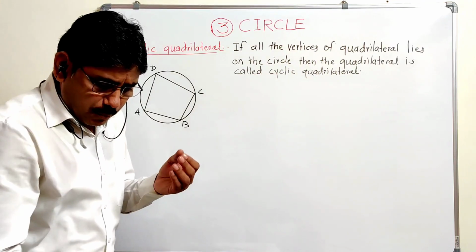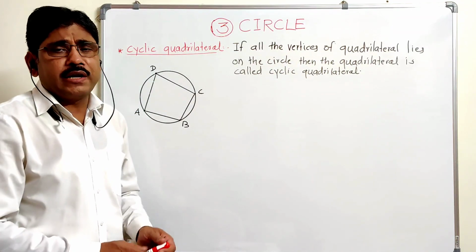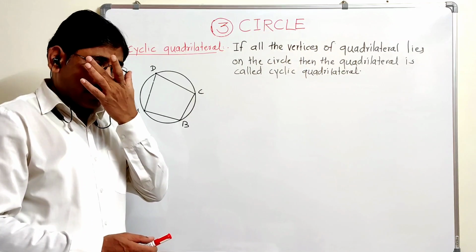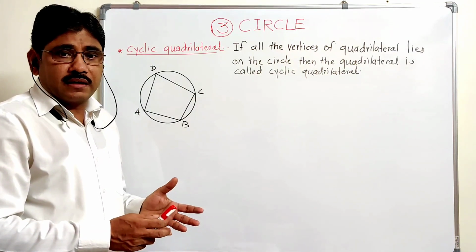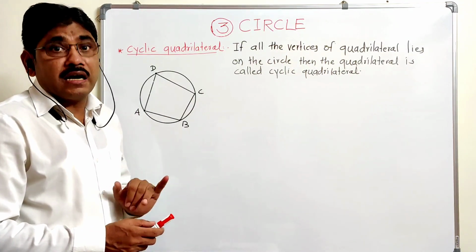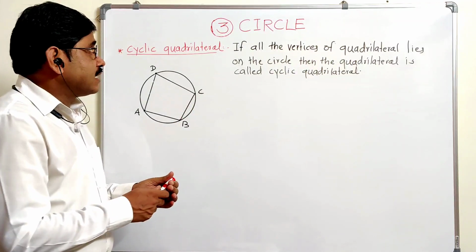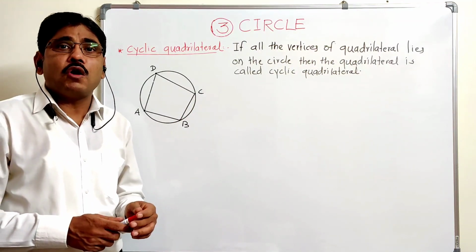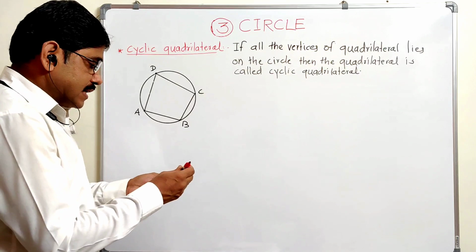Now, one important theorem is there. Very, very useful and very, very important theorem. So many times that theorem was asked in the exam. So what is that theorem? That theorem is known as the theorem of cyclic quadrilateral. So what is that theorem statement?